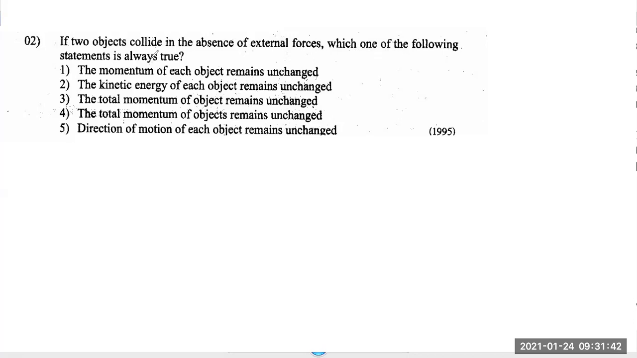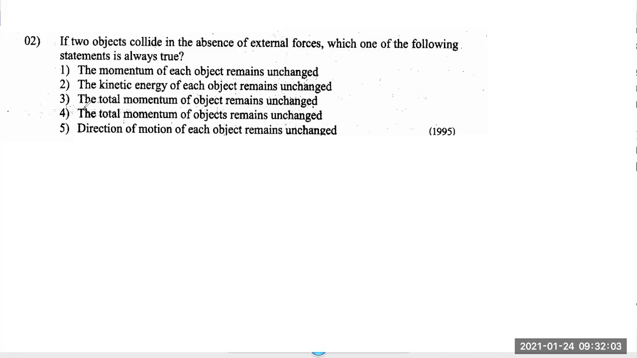Which one of the following statements is always true? The momentum of each object remains unchanged. The kinetic energy of each object remains unchanged. The total momentum of objects remains unchanged. The total momentum of objects, third and fourth, is the same. The direction of motion of each object remains unchanged.